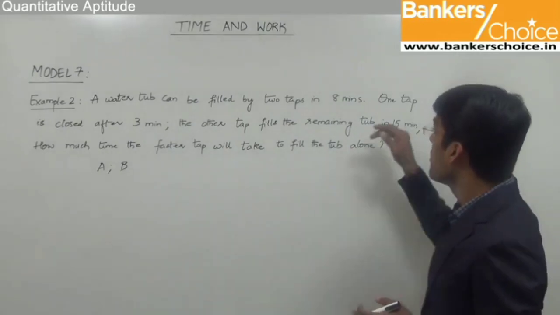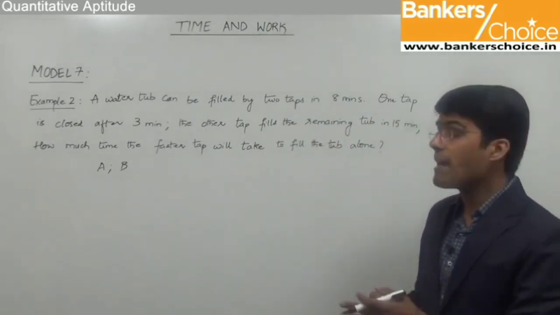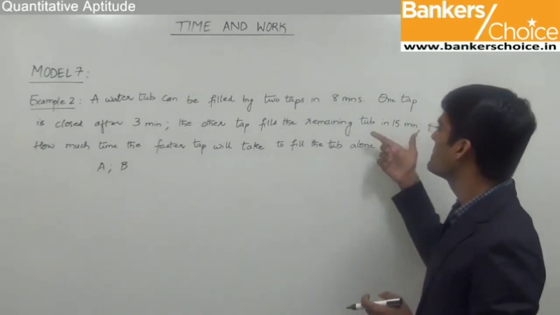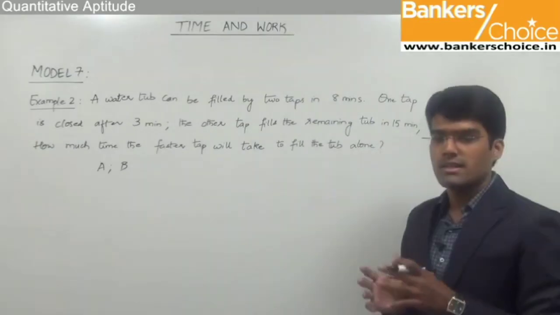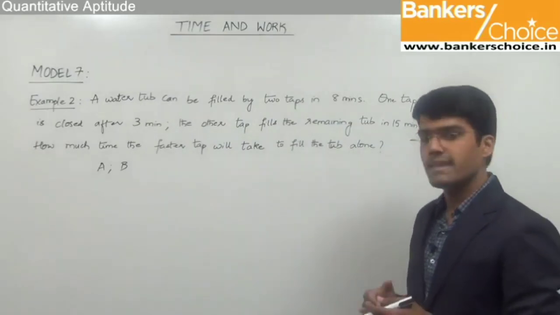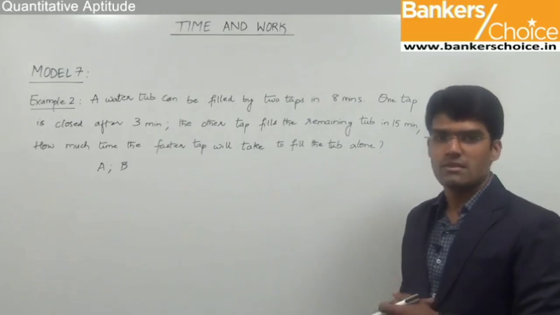So very clearly, for the first 3 minutes, both the taps were running together. And after 3 minutes, one of the taps is closed. And then the other tap fills the remaining tub in 15 minutes. Let us now try to use the concept of work equals men into days, or in this case, work equals pipe into time, to solve this question.